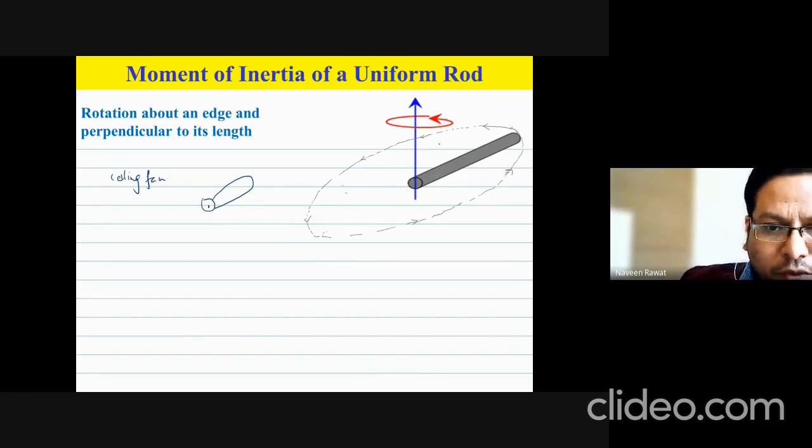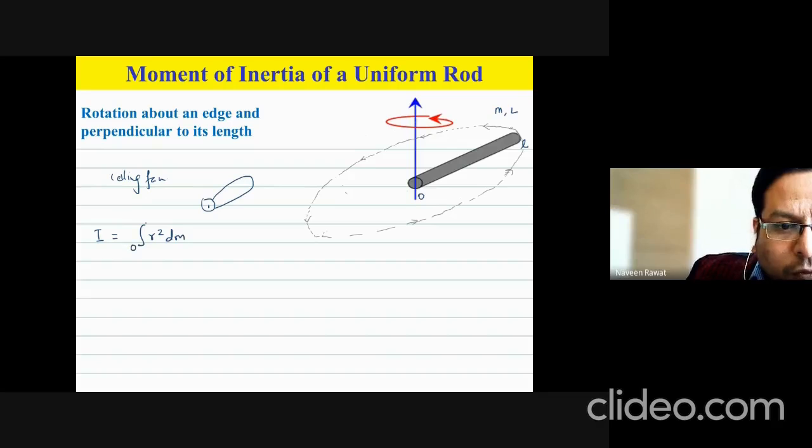Now our point of origin is here, that is 0. Again we will define that the total mass of this object is m and the total length of this object is L. So if this is 0, then this is at length L. And we already know I is given as the integral of r square dm, and we are integrating from 0 to m.